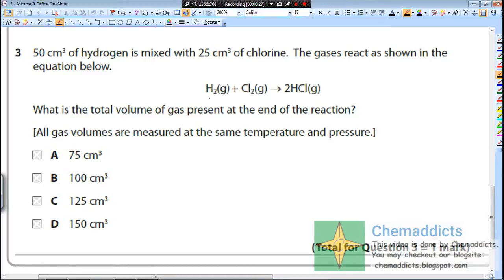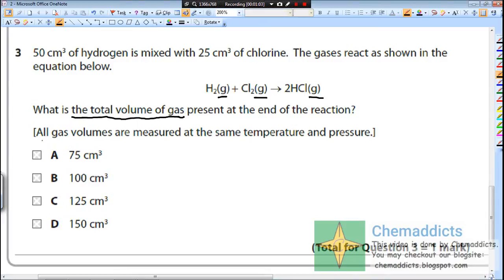Okay. So hydrogen gas reacting with chlorine gas to form hydrogen chloride gas. Okay. So these are all in gaseous state. Here the reactants are in gaseous phase as well as the product is also in the gaseous phase. Okay. So what is the total volume of gas present at the end of the reaction? So in here this is the keyword of this question. Okay. So they have asked us to find the total volume of gas present at the end of the reaction.